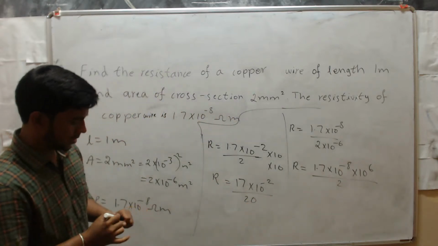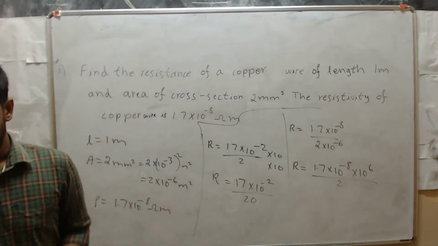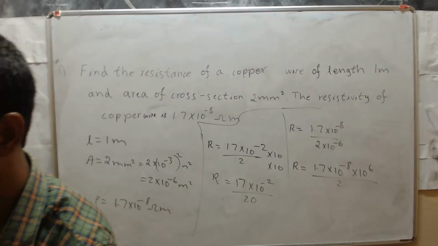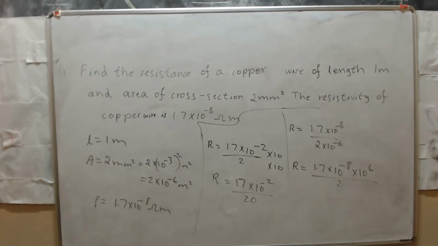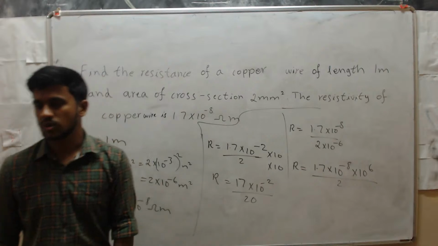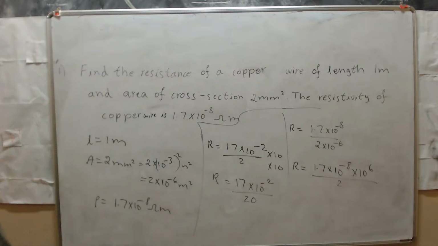Do it and find the answer for this question. Tell me what is the answer. So that is 0.8 into 10 raised to the power minus 2. Yes, you are right. See, just divide 17 by 20 and keep that power as it is. No problem.